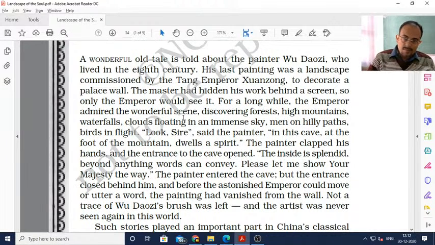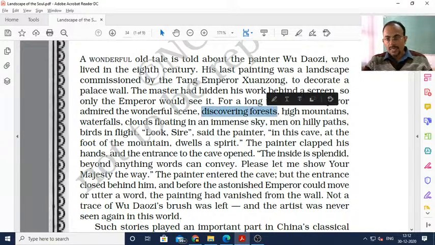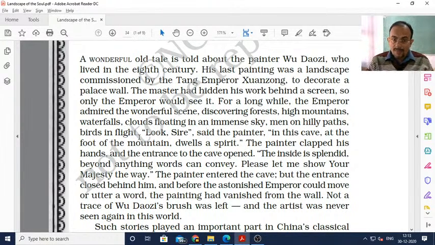They admire it because in the painting there were a lot of objects. The emperor for a long time was enjoying all these scenes: forests, high mountains, waterfalls, clouds floating in the sky, men on hilly paths, birds in flight, I mean birds were flying. All these things were visible in the painting of the Chinese painter. Understood? So the emperor for a long time was enjoying all this outer part actually.